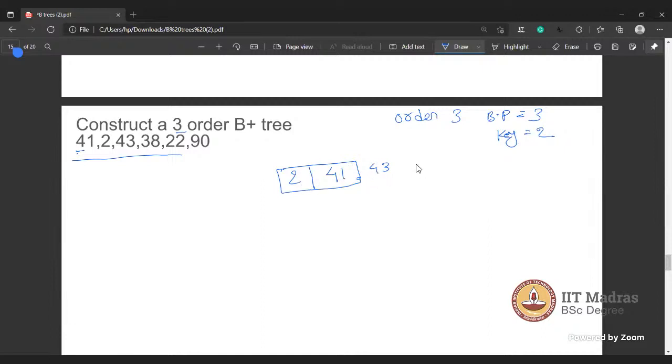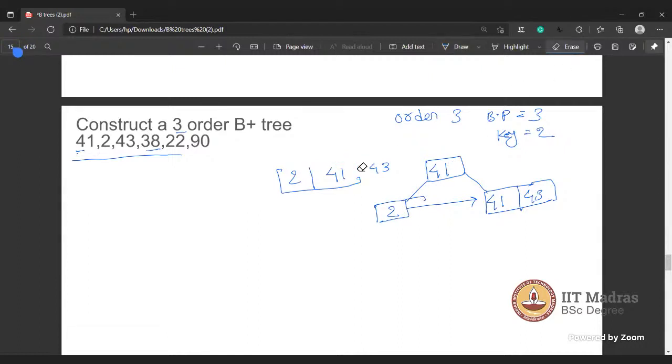So 41 will become the root node. The left side will have 2, and the right side will have 41 and 43. And this points to the next, right? Yes, sir. Then insert 31. It is less than 41, so it will be on the left side, this side.